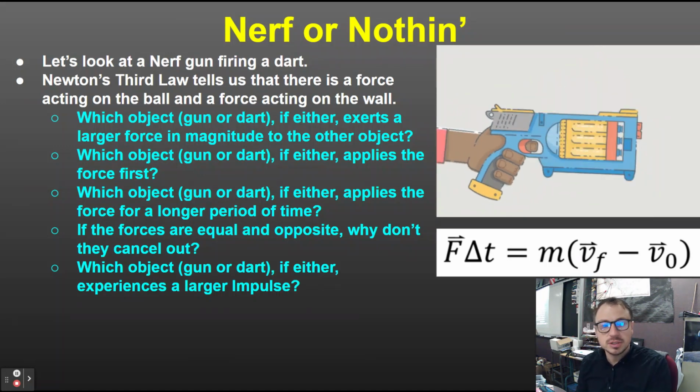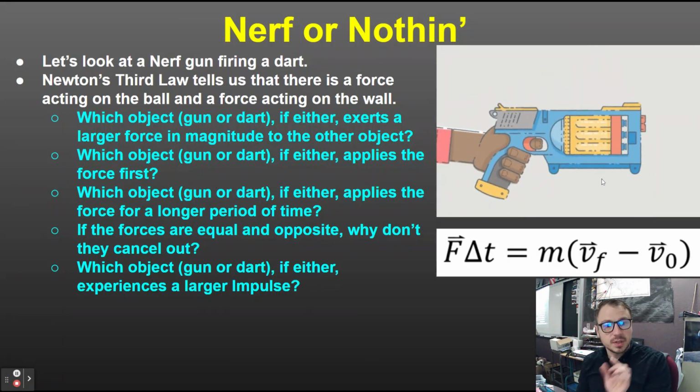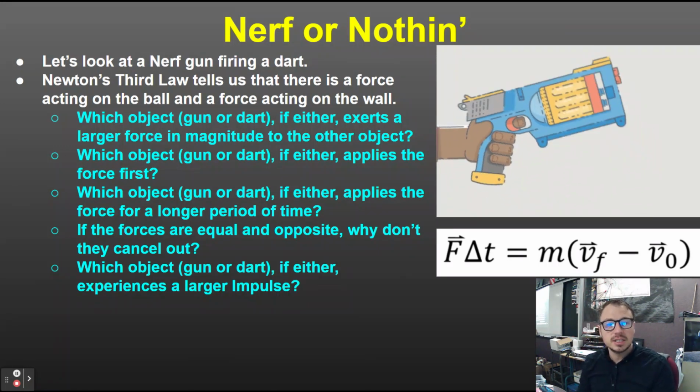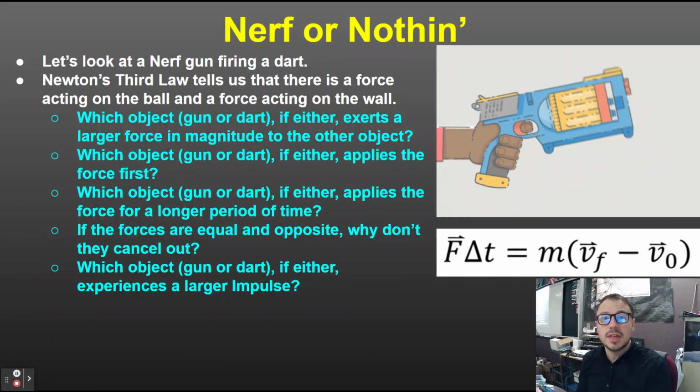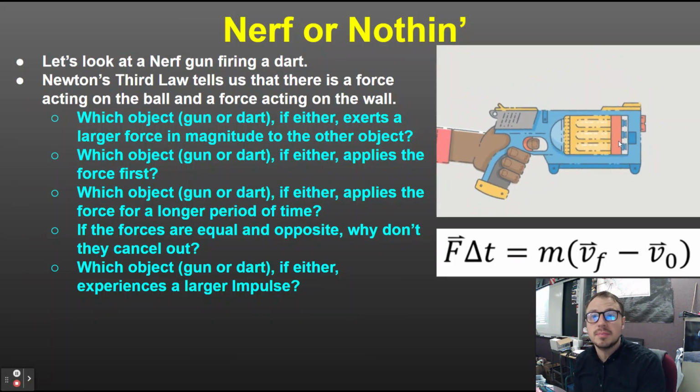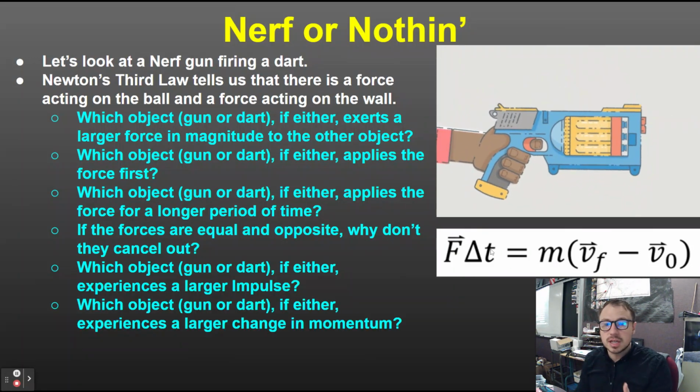Now, which object experiences a larger impulse? So we've already established that the force applied to each object is the same, and the time interval that force is applied is the same. So you can see here that impulse is the force times the time. So it's going to be the same impulse.